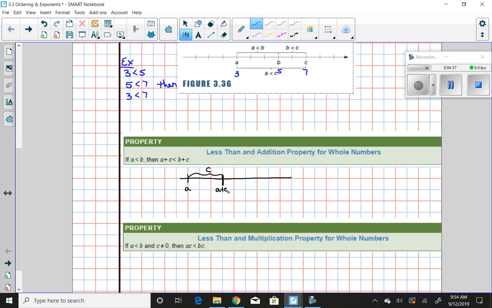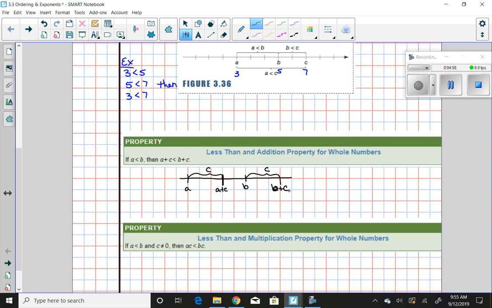B had to be bigger than A, right? So we'll put a B out here somewhere. It could have been even in between the A and A plus C. We don't know, but we're just going to put it out there. And we're going to have to add C to that as well. And that new spot is B, oops, B plus C.